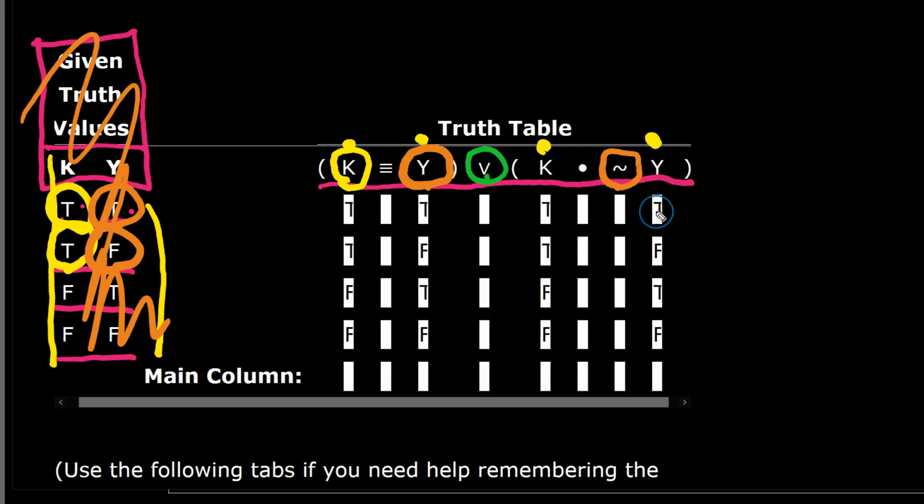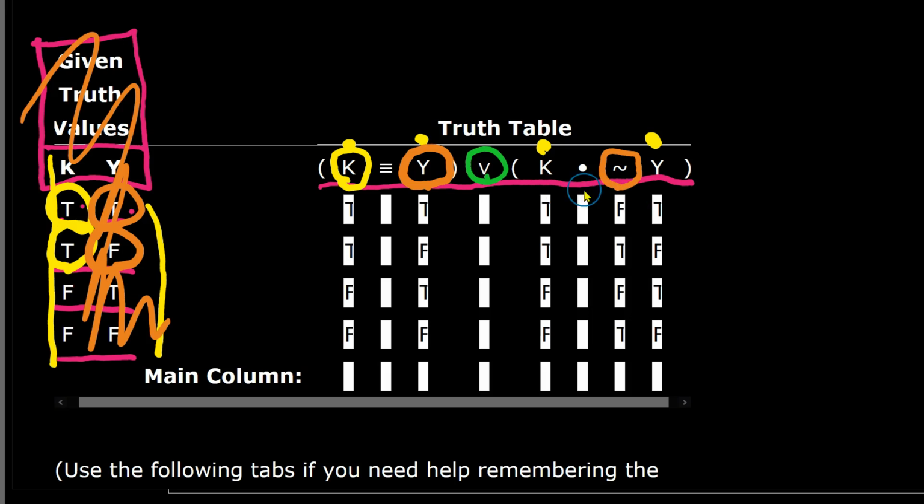So if Y was true, when Y is negated, it will be false. If Y was false, when that's negated, it will be true. Y is true, that's negated, it will be false. Y is false, when that's negated, it will be true.